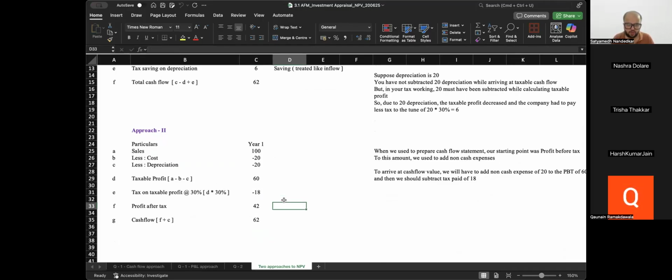Now you will get profit after tax. Profit before tax minus tax gives you profit after tax. How do you get the cash flow figure? The cash flow figure is profit after tax plus depreciation and amortization. Any other approach that we know, which is the cash flow based approach, is it wrong? No, it is not wrong. That will also give you the same answer.